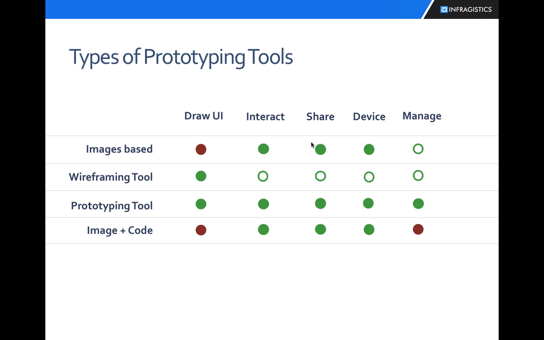And image plus code is things like framer.js, same thing. You don't create the assets in the app. You're actually creating them outside. Most of the time, the interactions are very robust. Sharing is very easy on the web. Device testing is also possible.